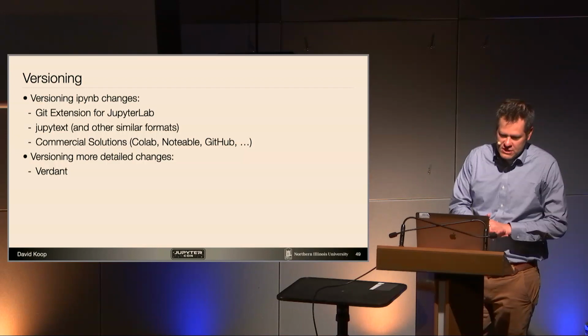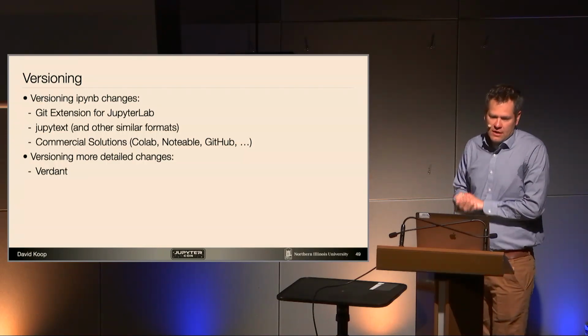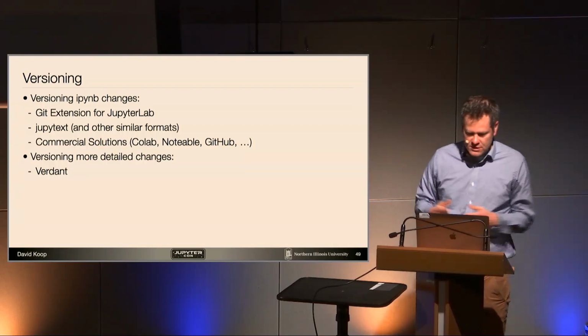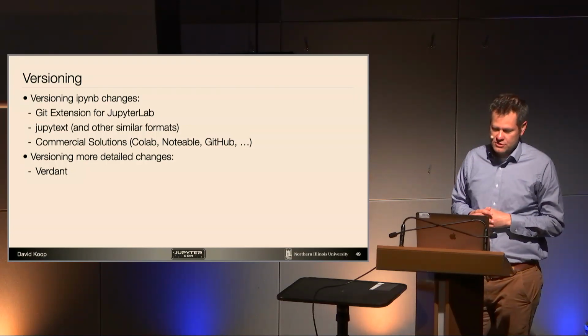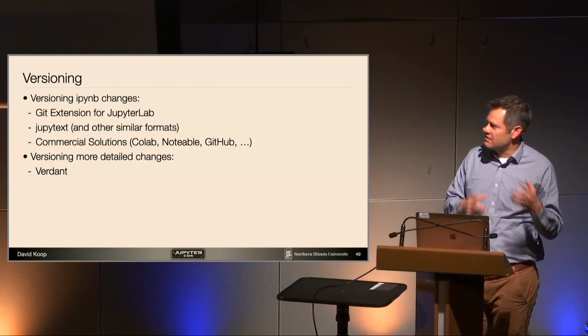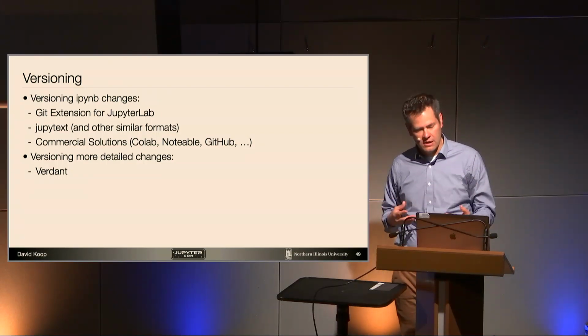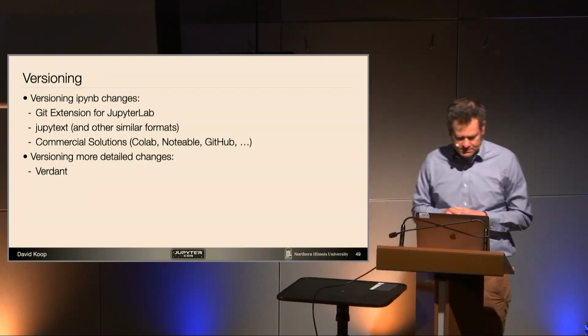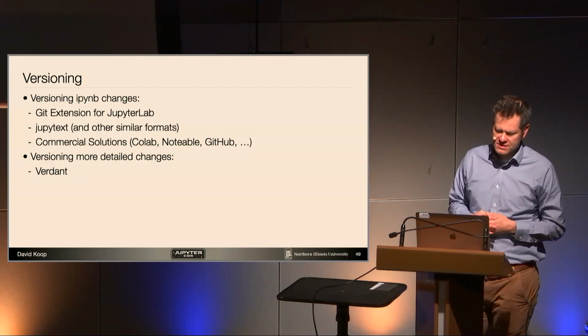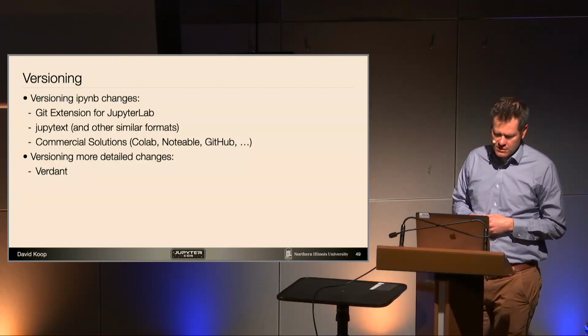All right, and then I'll finish up with a couple comments on versioning. There's the Git extension for JupyterLab. There's JupyText and other formats that try to think about how you can separate out the outputs from the main code and literate part of the notebook. And then there's commercial solutions that have version histories that you've seen.